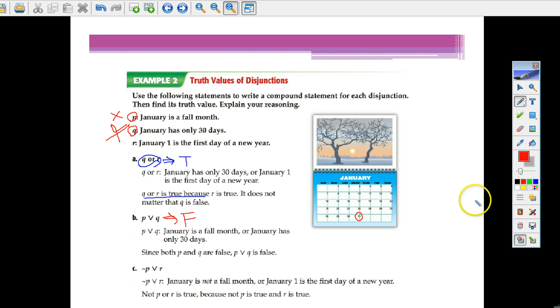Next, not P or R. Not P: January is not a fall month, so that's true. Or R: January 1st is the first day of a new year, so that's true. So true or true makes the statement true.